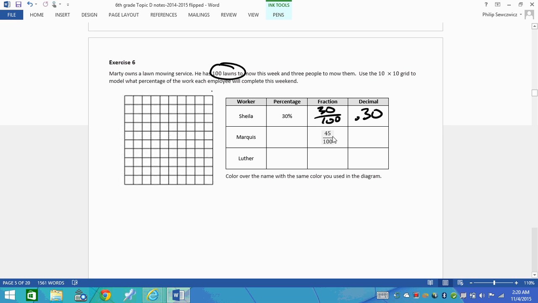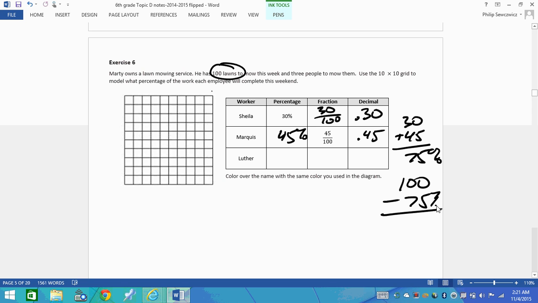45 out of 100, percent is always out of 100, so that is 45%. And then as a decimal, 45 hundredths. Now we don't know anything about Luther, but we can figure this out because percent is always out of 100. So far we've used up 30 and 45, so 75%. The remaining portion is 100% minus 75%, that's 25%. There's the missing amount. It's out of 100, so 25 hundredths.